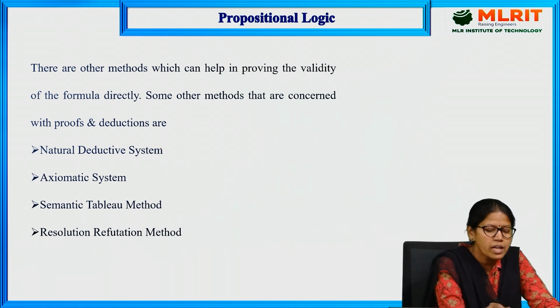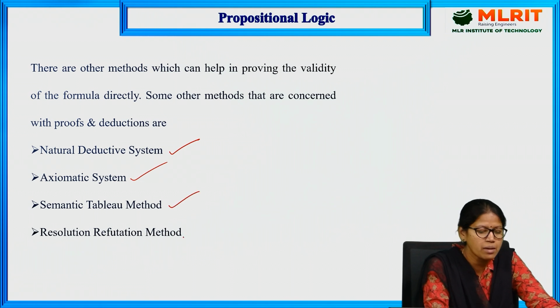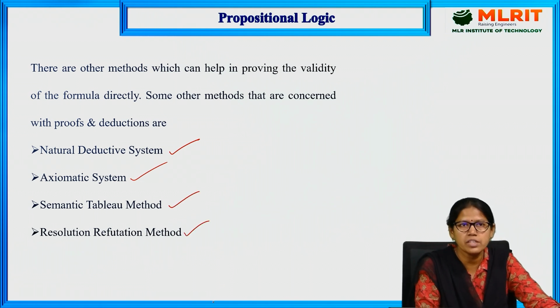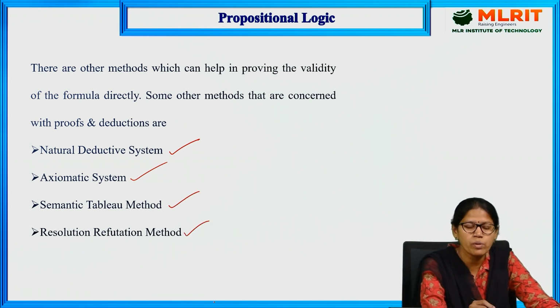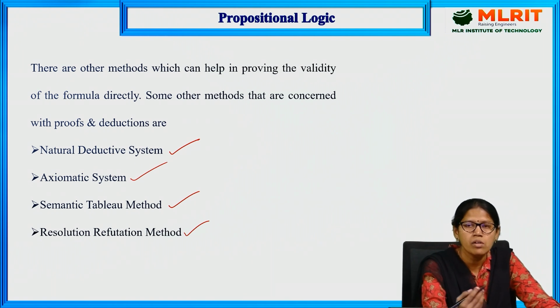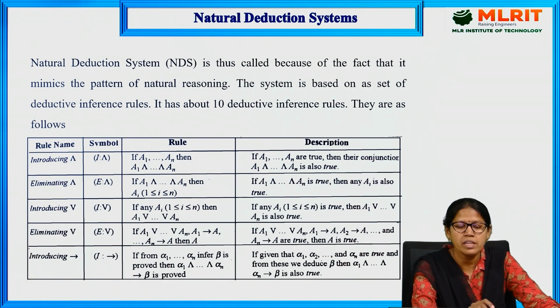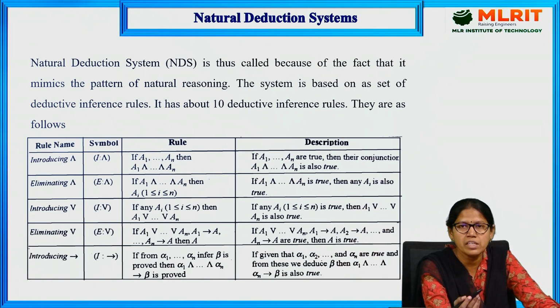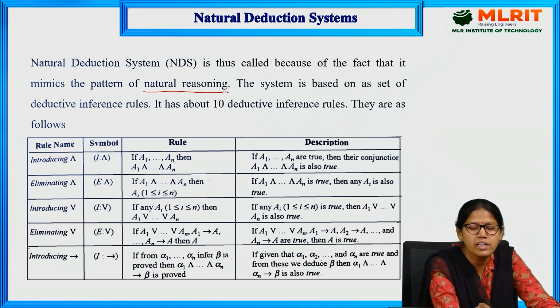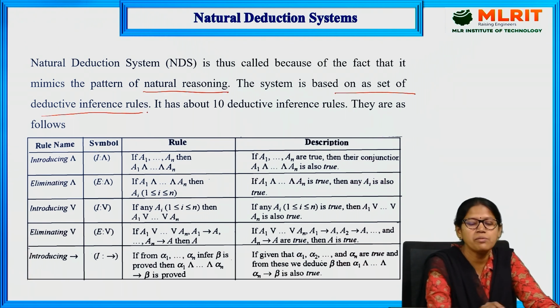Here: natural deduction system, axiomatic system, semantic tableau method, and resolution refutation method. Let's see one by one how it will prove the theorems or how to validate the given formula. The first one, natural deduction system. In natural deduction system, as the name itself says, it will take natural reasoning. The system is based on a set of deductive inference rules.